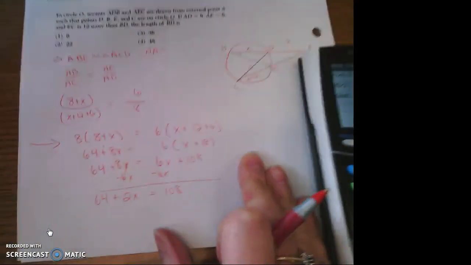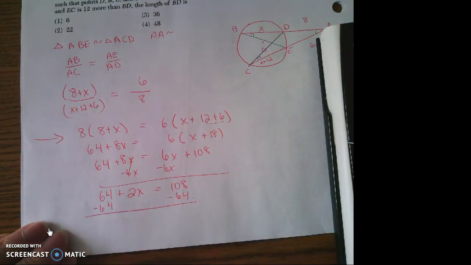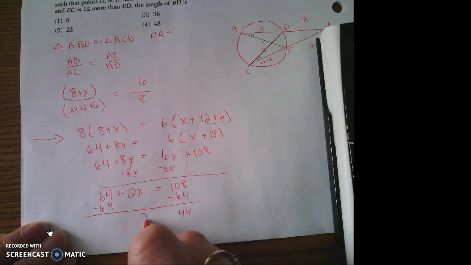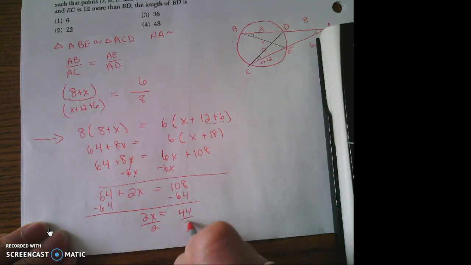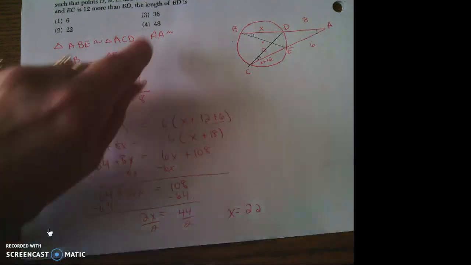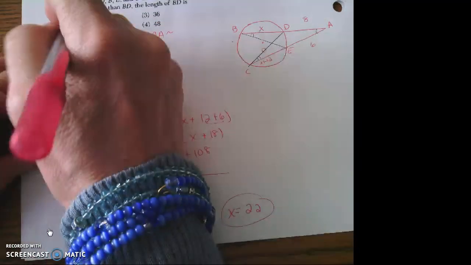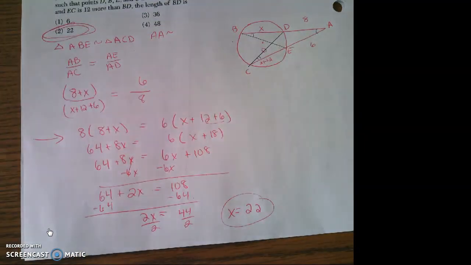Let's subtract 64 from both sides. 108 minus 64 is 44. 2 times x is 44. Divide both sides by 2. X is 22. It wanted the length from B to D, which is x. And that's one of the multiple choice answers.